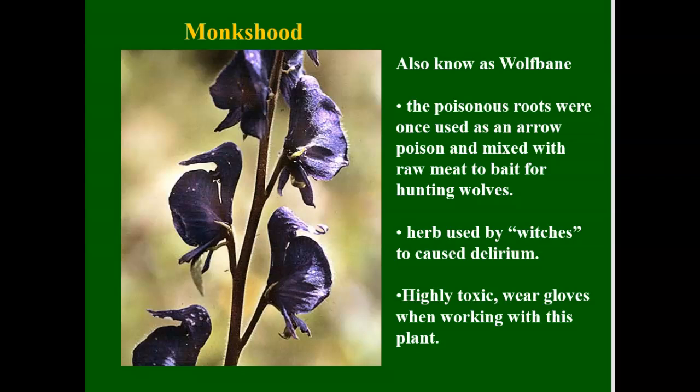You can kind of see how maybe it got its name, monkshood. The top of the flower, the cap of the flower, kind of comes out and makes like a little hood over the rest of the flower. So anyway, there's wolfbane, which I think is a kind of a cool example of the buttercup family.